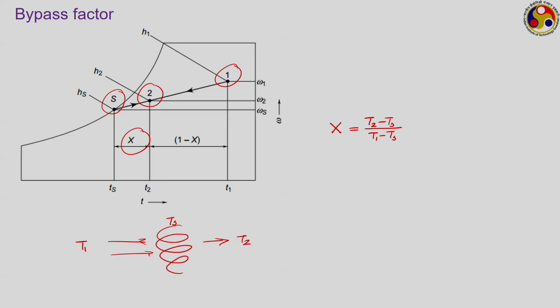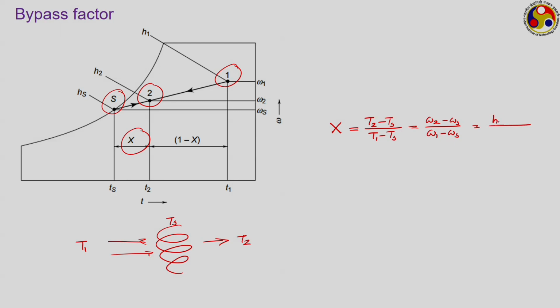So, T2 minus Ts is a lost potential. That way you can visualize this bypass factor. We can also define this in terms of specific humidity, like the maximum possible change is omega 1 minus omega s, but practically we are having change only from omega 1 to omega 2. So, the lost portion is omega 2 minus omega s.